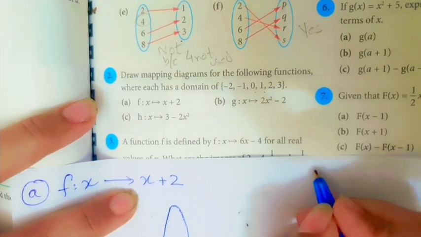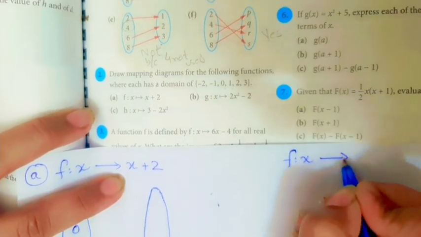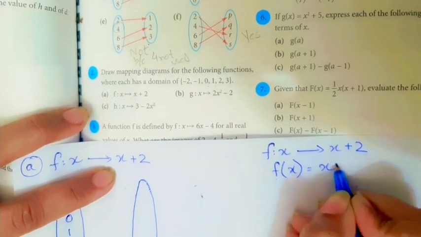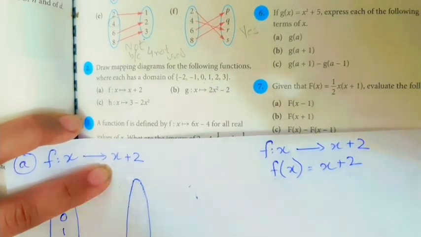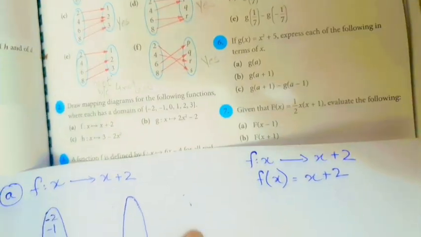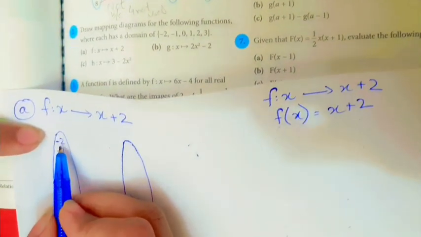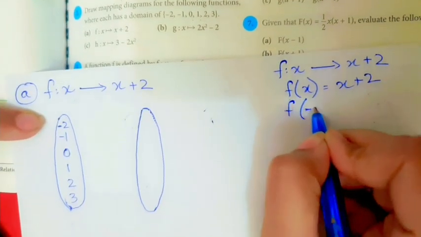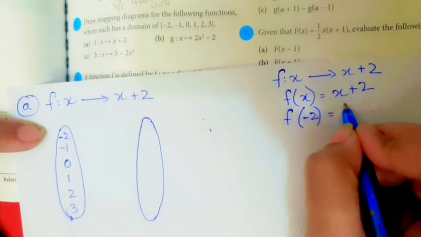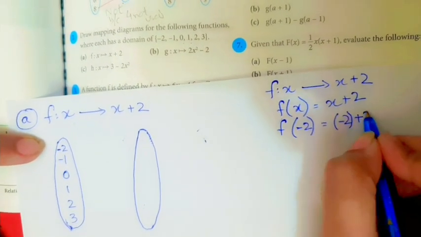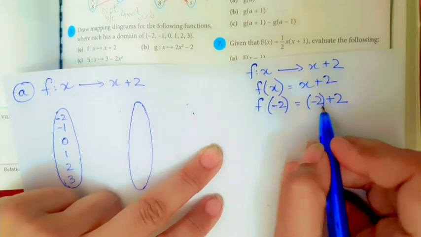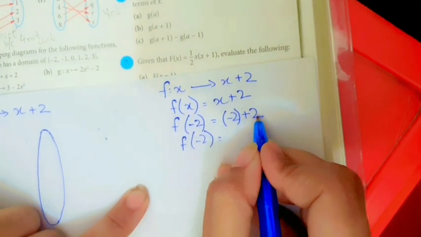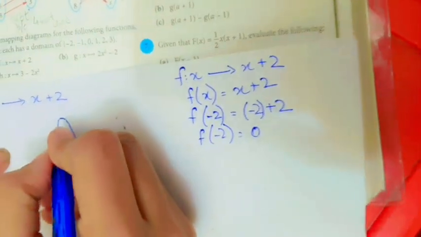This is the question, f: x → x + 2, but we can solve in this form: f(x) = x + 2. And now in the first case, our first domain value of x is -2. So in place of x, I'll write -2, which is -2 + 2, because in place of x I have to use -2. So f(-2) = -2 + 2 = 0. So my first image is 0.